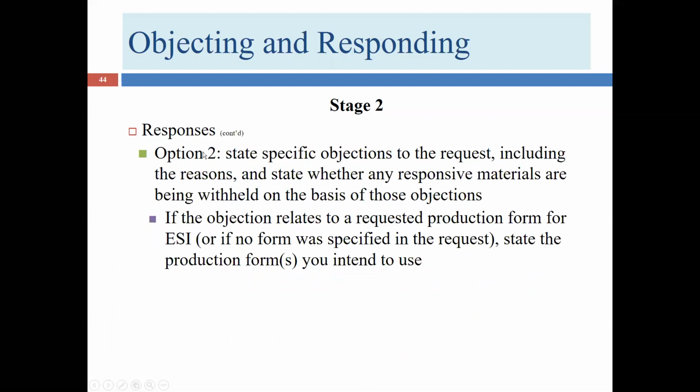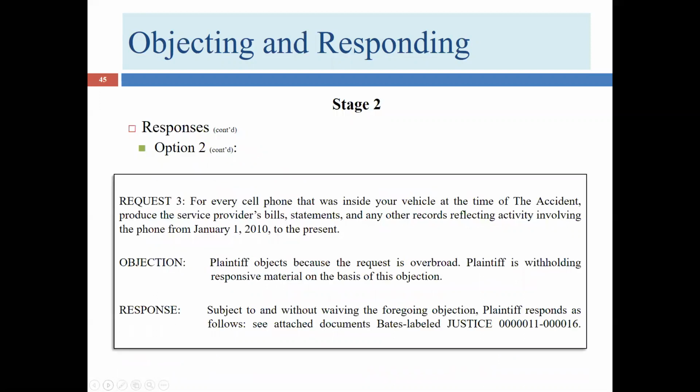Our second option, of course, is going to be to make specific objections and then to state whether we're withholding any documents on the basis of those exceptions. So we may think they're overly broad and unduly burdensome, so we're going to make that objection, then we're going to say what we're withholding, if anything. And so here's an example along this line. So we have our objection, now we're going to have our response. The objection is, plaintiff objects because the request is overbroad. Plaintiff is withholding responsive material on the basis of this objection.